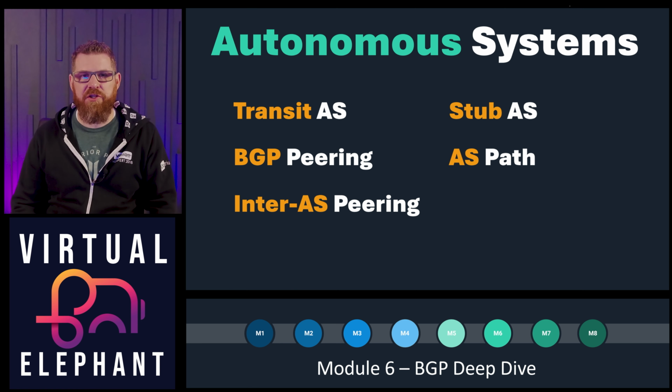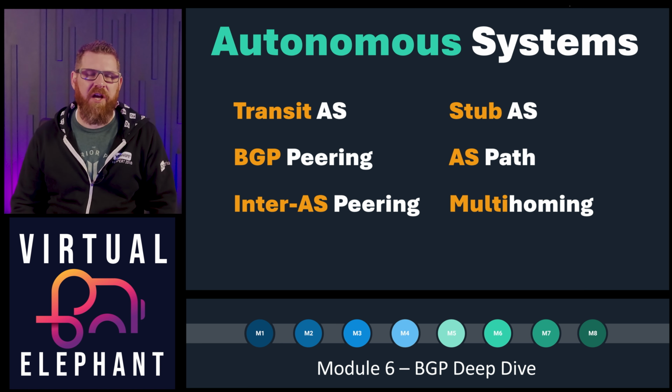Another critical feature of autonomous systems is multi-homing. And multi-homing is the practice of connecting an AS to multiple upstream providers for redundancy and load balancing. BGP provides mechanisms for multi-homed ASs to influence inbound and outbound traffic flow, such as BGP route selection attributes such as local preference and AS path prepending.